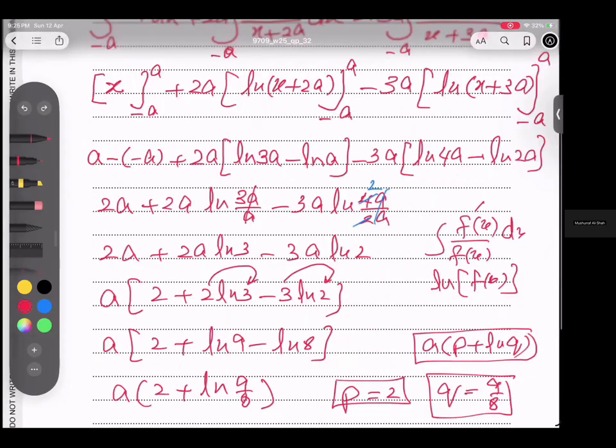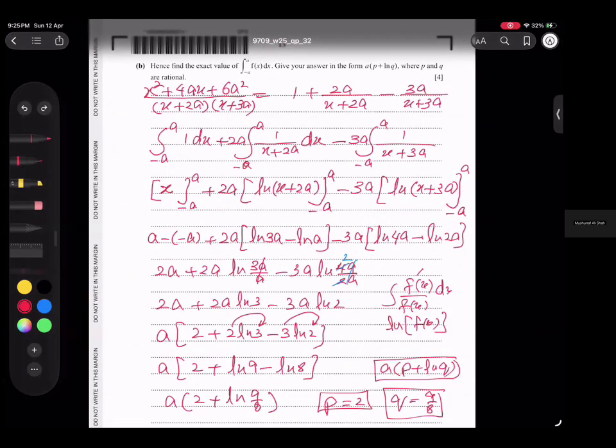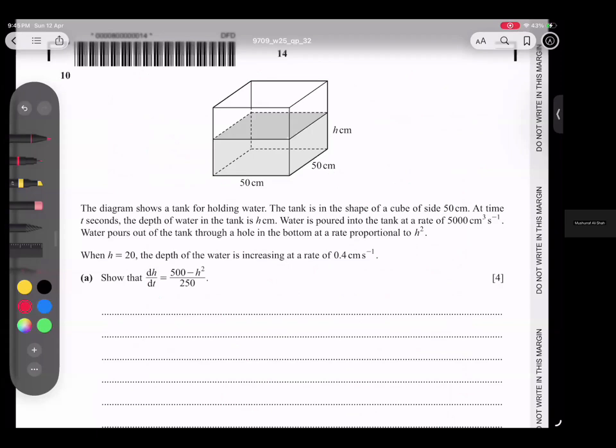So Alhamdulillah, the concept of the question is very clear. Question number 10, students: the diagram shows a tank holding water. The tank is the shape of a cube with side 50 centimeters. You can see 50 and 50. At time t seconds, the depth of water is h, and water is poured in at a rate of 5,000 centimeters cubed per second.